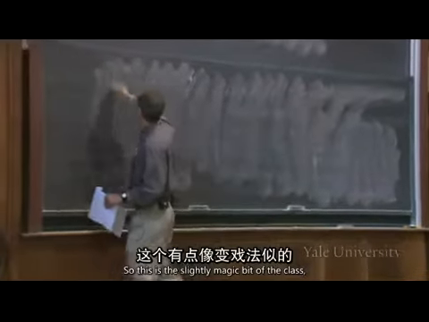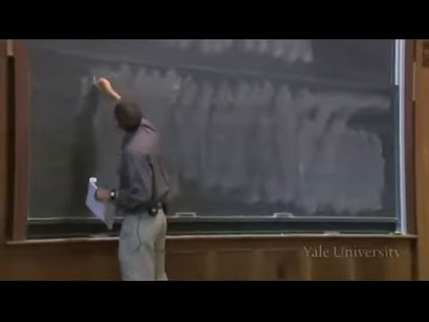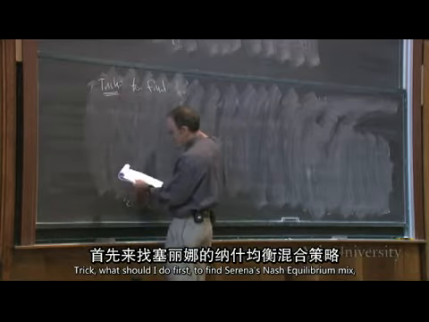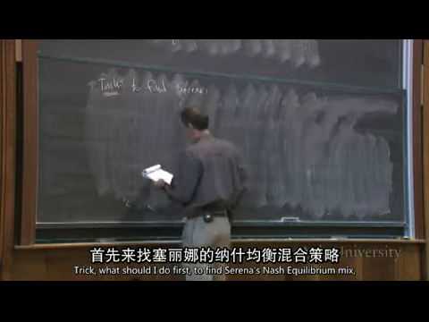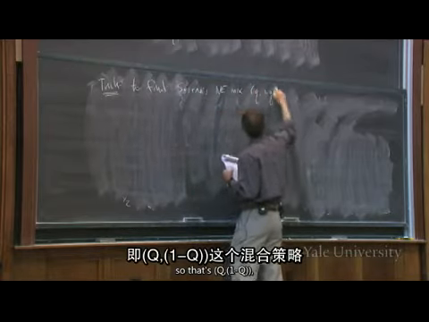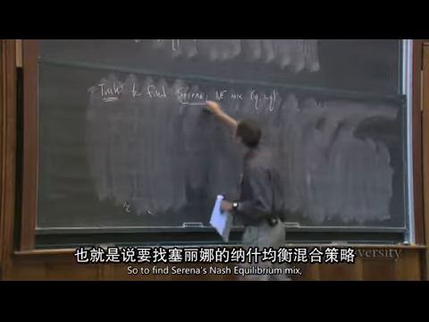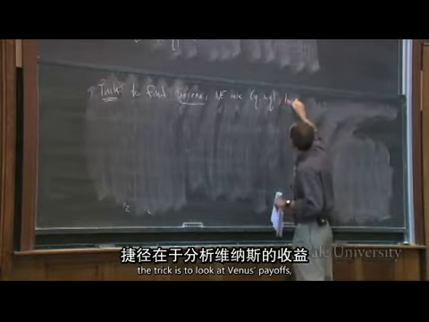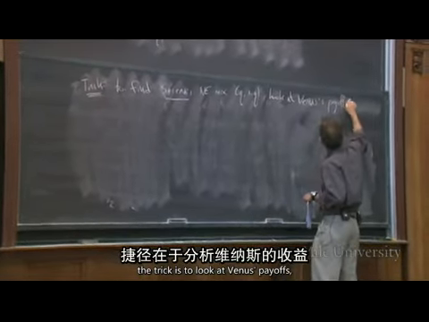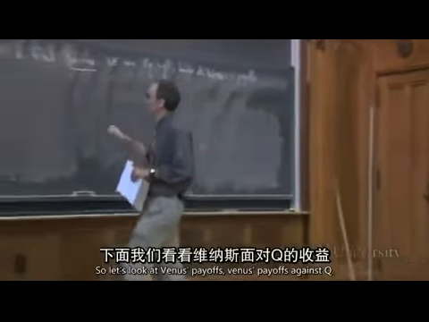So here's the trick. This is the slightly magic bit of the class. Pay attention, I'm about to pull a rabbit out of a hat. The trick: to find Serena's Nash equilibrium mix, so that's Q and 1 minus Q, what I'm going to do is look at Venus's payoffs. So to find Serena's Nash equilibrium mix, the trick is to look at Venus's payoffs. That's going to be my magic trick. All right, let's try and see why. So let's look at Venus's payoffs.